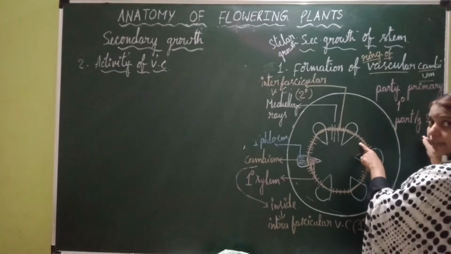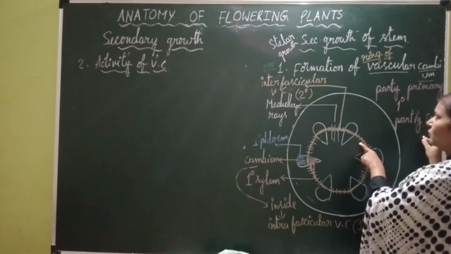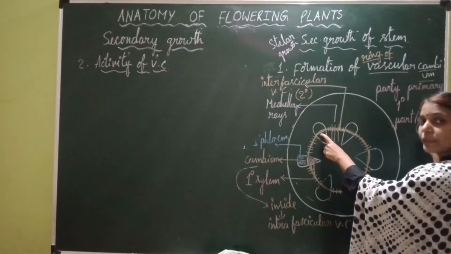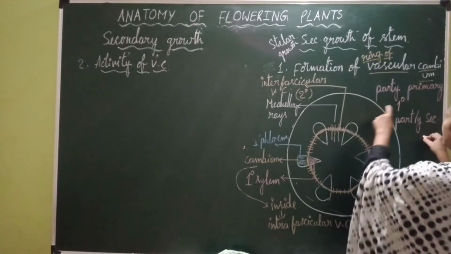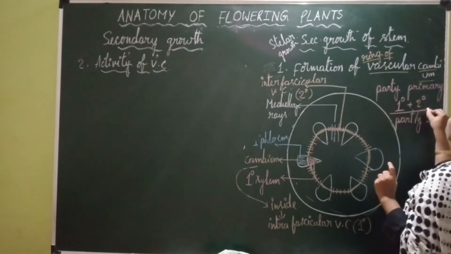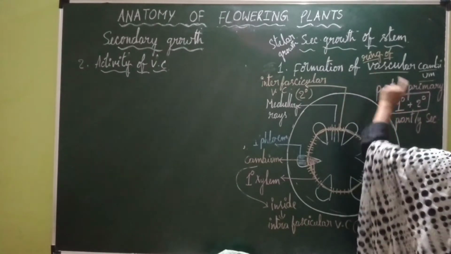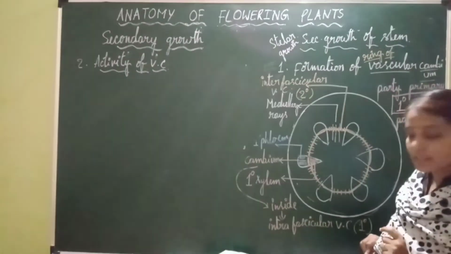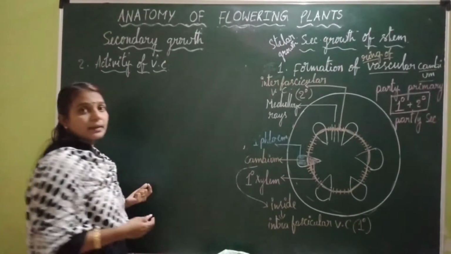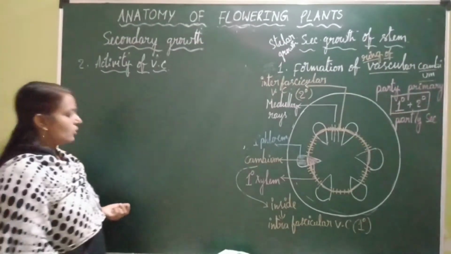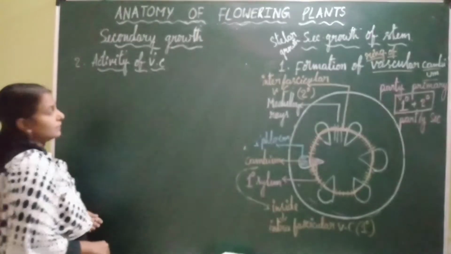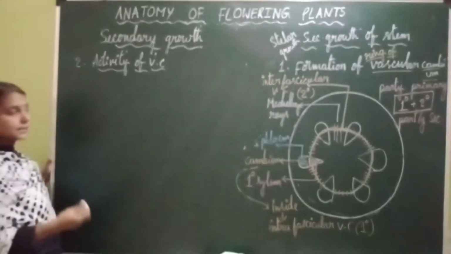It is formed in the later stages of plant life, that is during secondary growth, whereas intrafascicular vascular cambium is present in plants from the beginning of plant life. Hence it is partly primary and partly secondary in origin, right? So the vascular cambial ring, which is formed inside the stele, that is the stelar cambium, is partly primary and partly secondary in origin. Now after formation of this vascular cambium, it shows its activity. Now we are going to study the activity of vascular cambium.